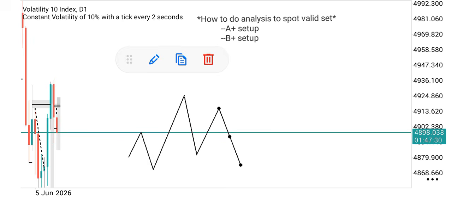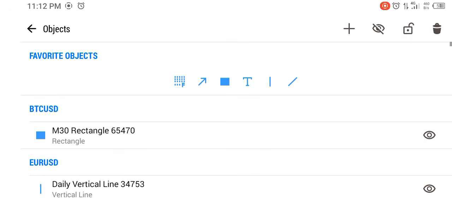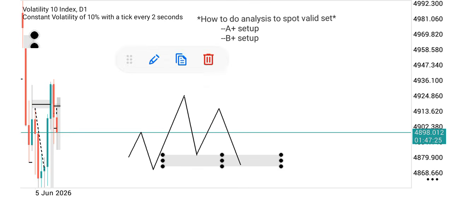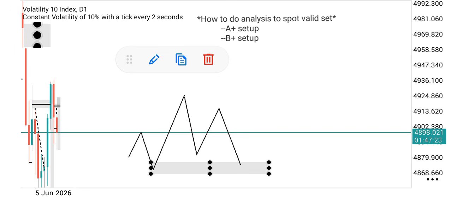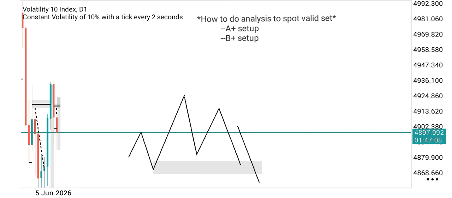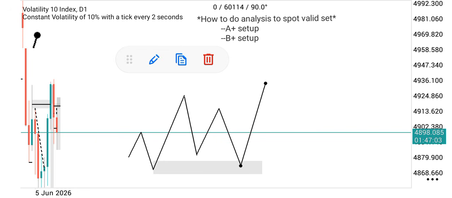So from this point, I'm having my origin here. I'm having my origin that caused the break of structure, which is this. This is my origin. Then price tapped into my origin, then it cleared my buy side liquidity.